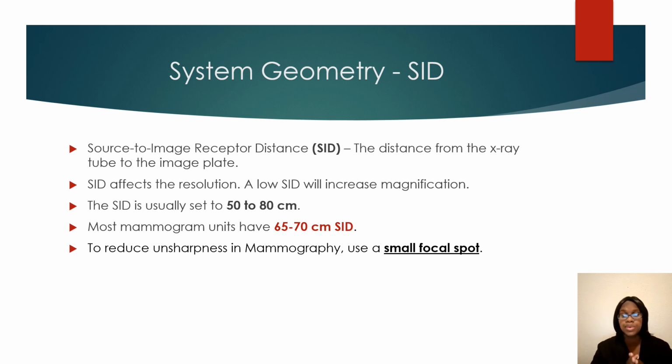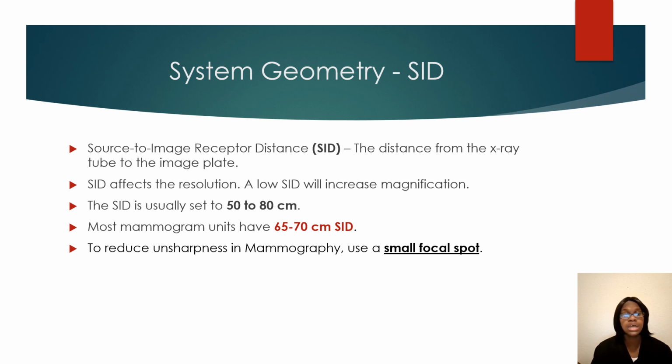So the next time you work, pay attention on the mammography machine to what the SID range is. Just look at it. SID is source to image receptor distance. This is the distance from the X-ray tube to the image plate. It does affect resolution. A low SID will increase magnification. The SID is usually set in mammography at 50 to 80 centimeters. Most mammogram units have 65 to 70 centimeters of SID.